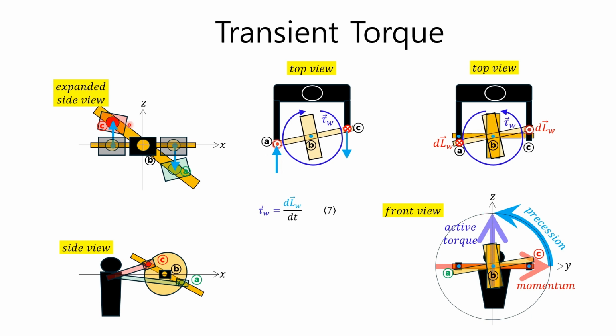The figure on the left shows the expanded view of points A, B, and C of the side view. In this state, if a torque is applied by pushing the left hand and pulling the right hand in the opposite direction of the given torque, the bicycle wheel returns to the initial state.